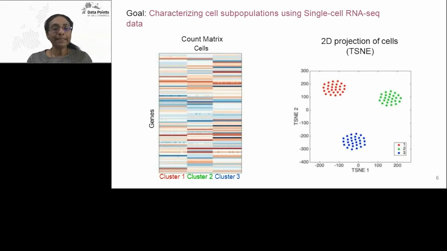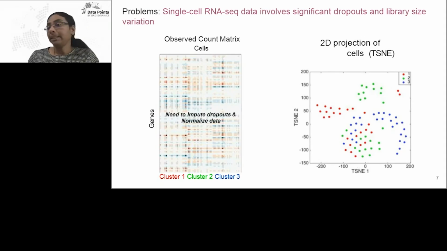A simple example is over here, where you have the count matrix that you obtain in the single-cell RNA-seq, where rows are genes and the columns are the cells, and you have three clusters, let's say. If everything were perfect and there were no noise, you would get three different clusters like you see here. It's a 2D projection. Every dot is a cell. But in reality, this is what you would get. Because of missing data and noise, the t-SNE projection is very random.